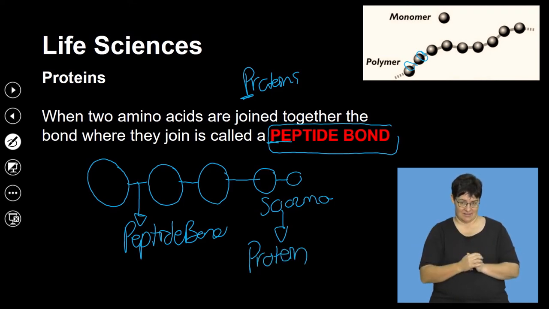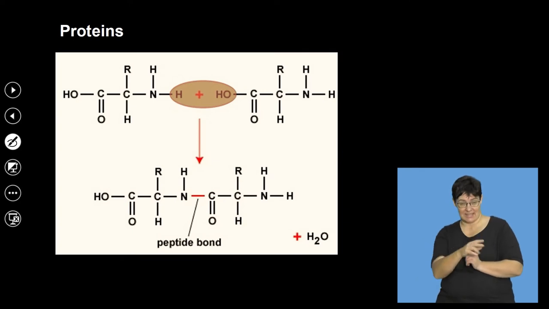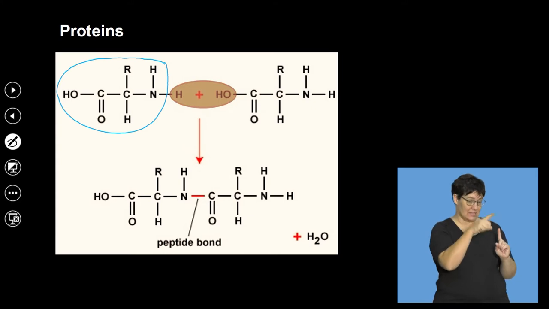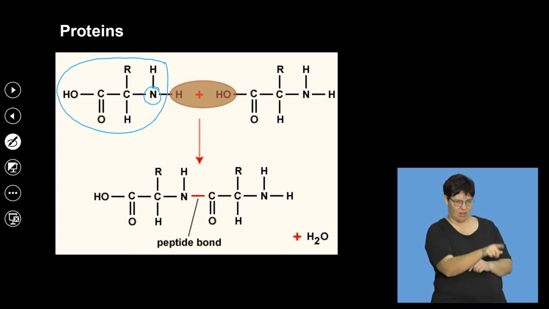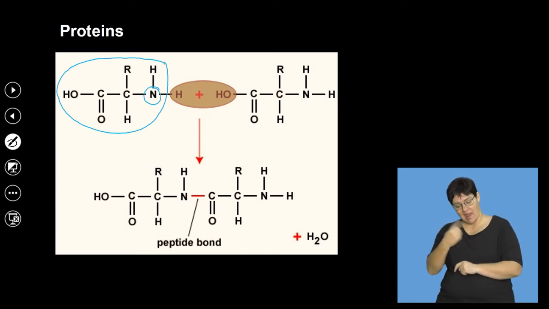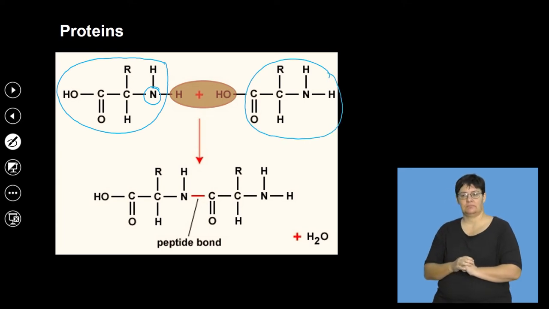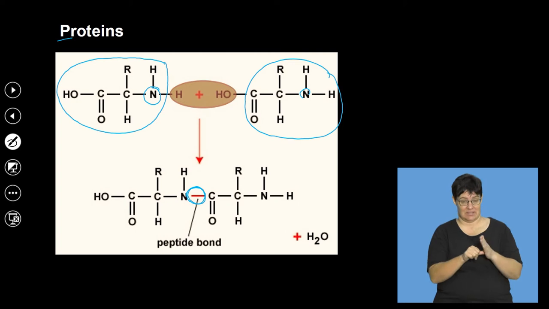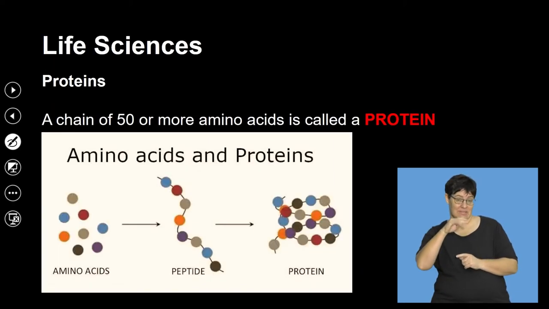I have made a protein. Have a look here, guys. You see, here is one amino acid. I don't need to know the structure. I know it's an amino acid because there's a nitrogen. Here's another amino acid. There we go. And we put them together and their bond is called a peptide bond. Right, very important. Proteins, peptide bond.